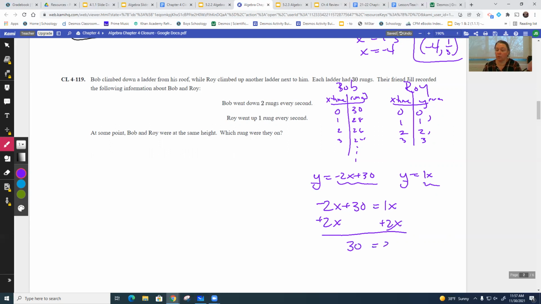So 30 equals 3x. And then when I divide by 3, I get x is 10. So after 10 seconds, they're the same height.